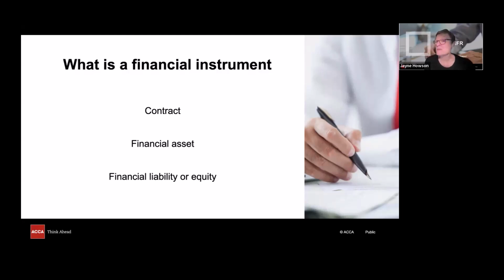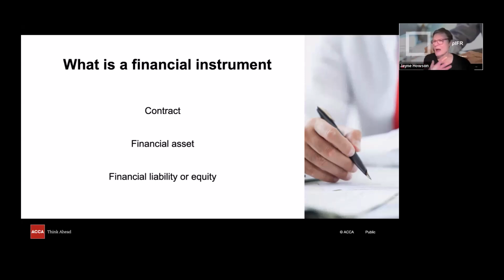Simple examples might be a receivable, where somebody owes money to somebody else. It's an asset in one company and it's a liability in another. It can also be an investment. An investment can be where somebody has acquired something in one entity and it's their equity share in another.